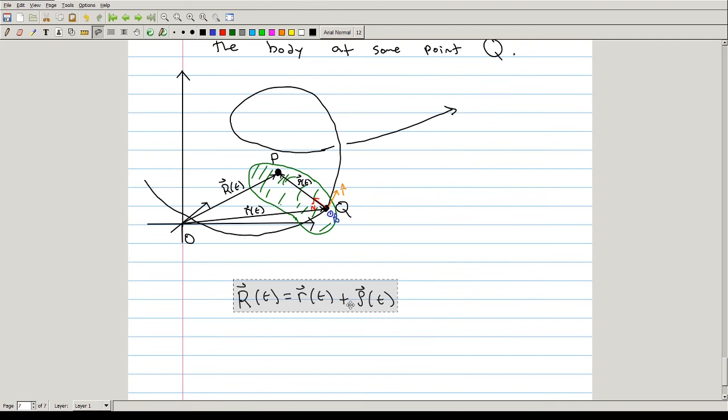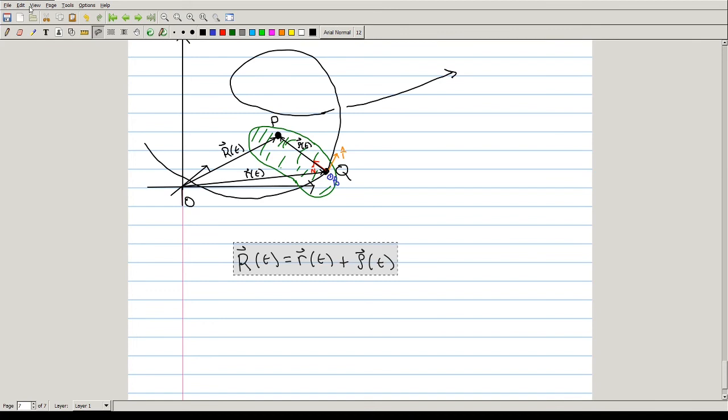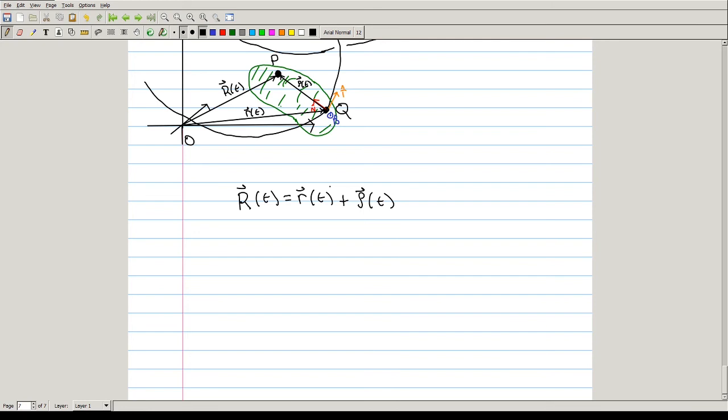and the first thing that we want to notice is that we can make the following simplification. Because T hat, N hat, and B hat are fixed with respect to the body, and so they're not changing their orientation with respect to the body, this vector rho of T has a very nice expression. We can express rho of T as a constant, rho 1, times the tangent vector as a function of T, plus another constant, rho 2, times the unit normal vector as a function of T, plus the constant rho 3 times the binormal vector as a function of T.